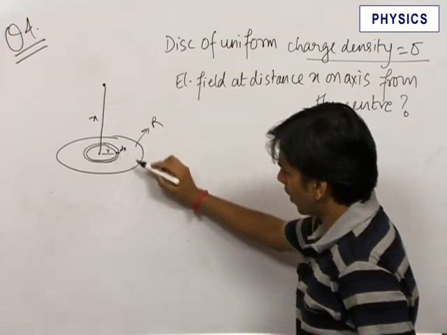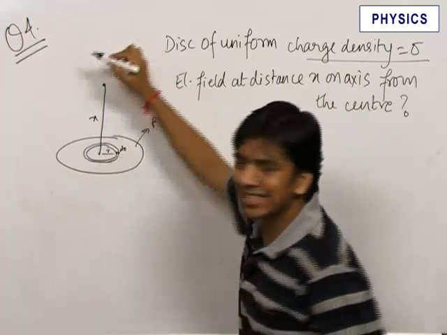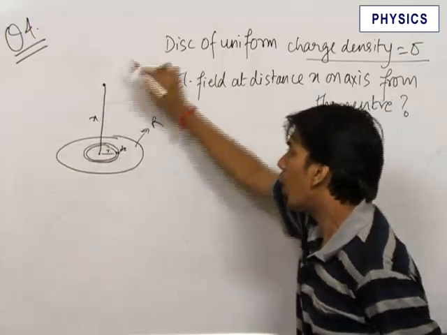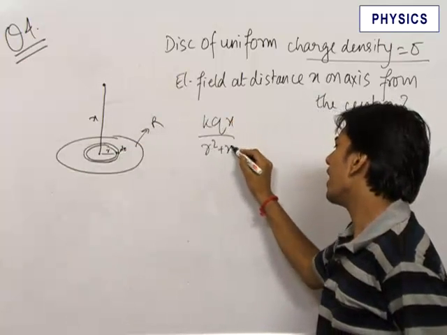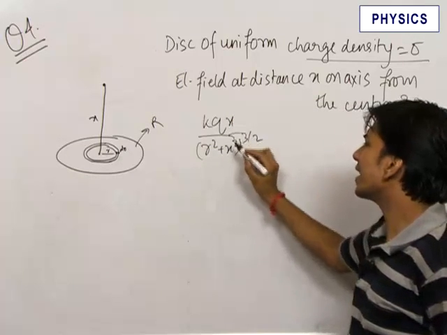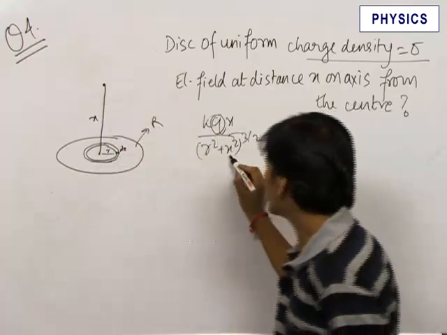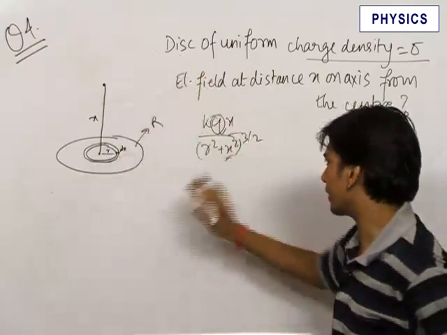Now we already know the electric field due to a ring on its axis. If you do not know, you should remember the formula. The electric field due to a ring on its axis is kqx upon (r square plus x square) raised to the power 3 by 2. This is the electric field due to a ring of charge q on the axis at a distance x from the center of the ring, perpendicular to the plane of the ring.